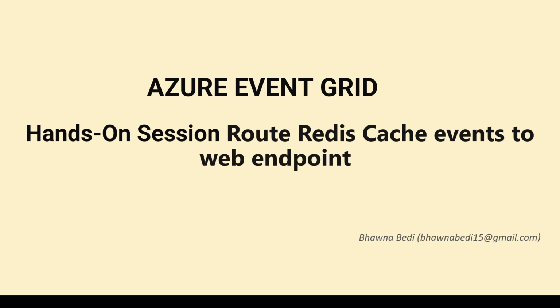topic. Now in this session we are going to route Redis cache events to the web endpoint using Event Grid. So what we are going to do is create events from Azure Redis cache, and then create our own custom application where we are going to route those events. So let's move on to the portal and see how we can do that.